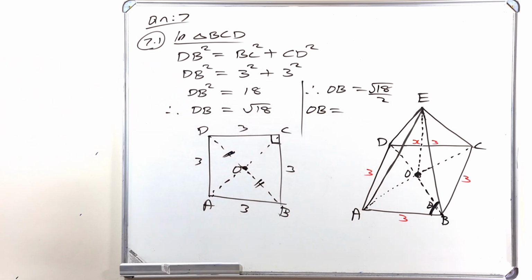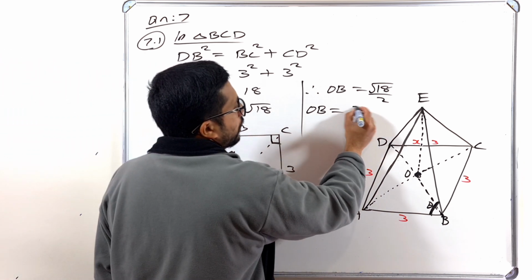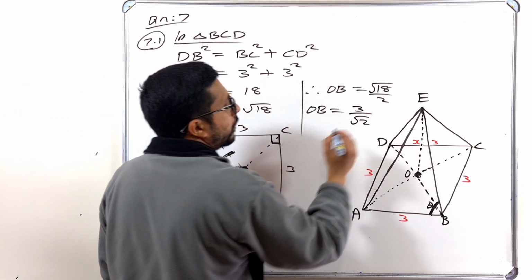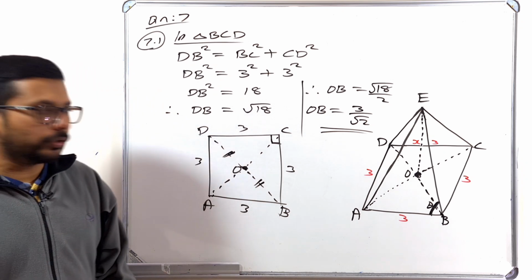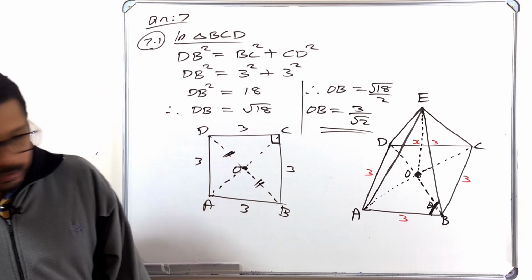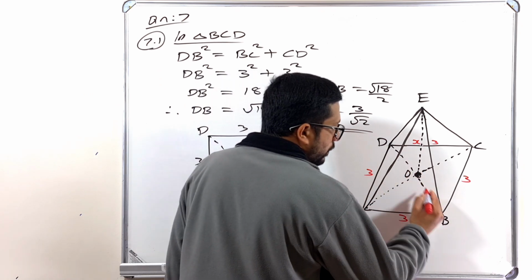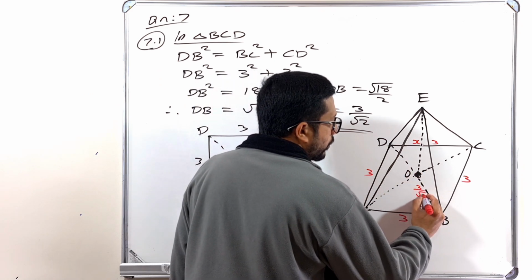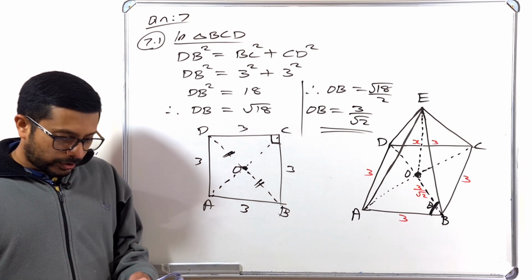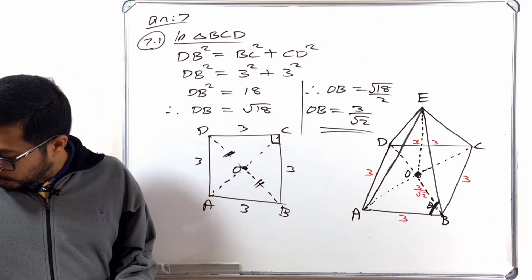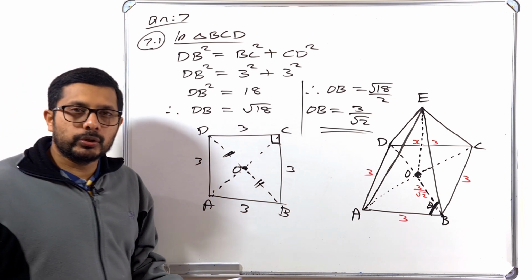In your calculator you will get 3 by root 2, 3 divided by root 2. That means the length of OB is 3 by root 2. So there we can write this length OB is 3 by root 2. Okay, so that is question number 7.1. Now let's move to the next question, question number 7.2.